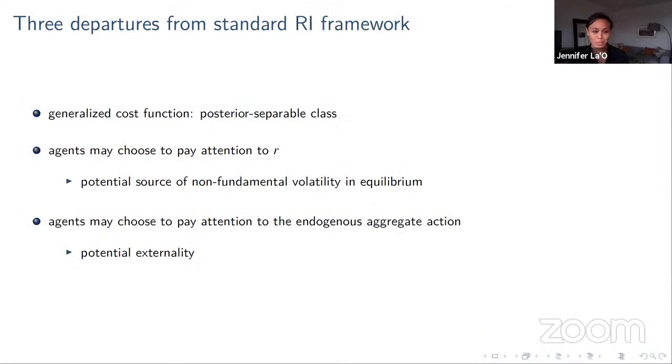Okay, so just to summarize, our framework has basically three departures from a standard rational inattention framework. We have this generalized cost function, so this large class of costs. Agents can pay attention to R if they want. This will be the potential source of non-fundamental volatility in equilibrium. And agents may choose to pay attention to the endogenous aggregate action as well.